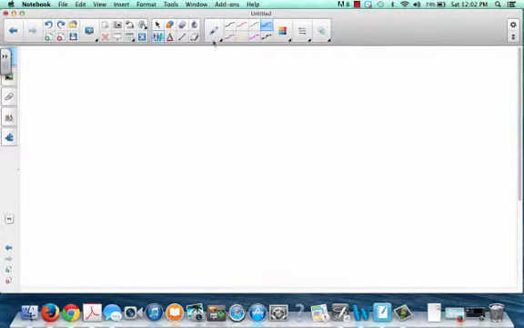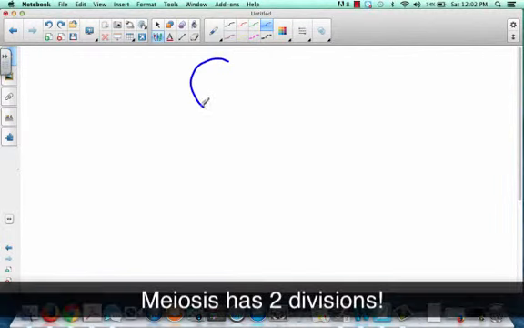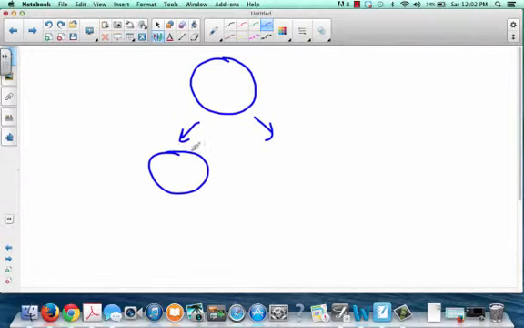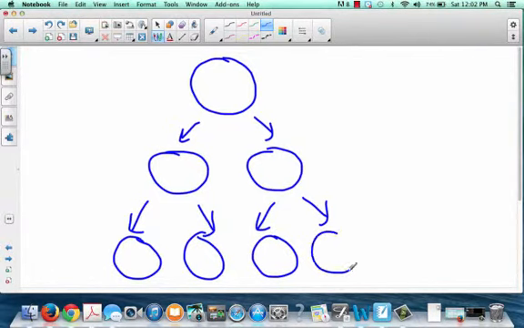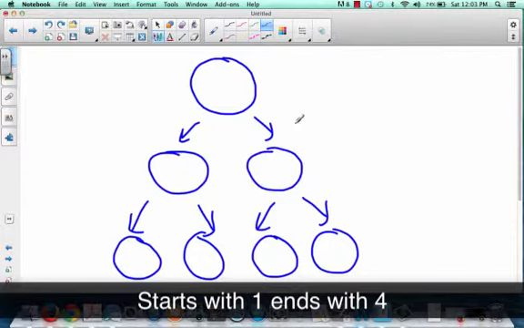and I want you to draw the circles that we're going to draw meiosis in. If you remember, meiosis has 2 divisions. So we're going to learn those as meiosis 1 and meiosis 2. So I just want you to draw, that's my first division, and then I want you to draw your second division. All right, so we know that meiosis starts with 1 cell and ends with 4 cells, which is something that we're going to write at the end, okay?